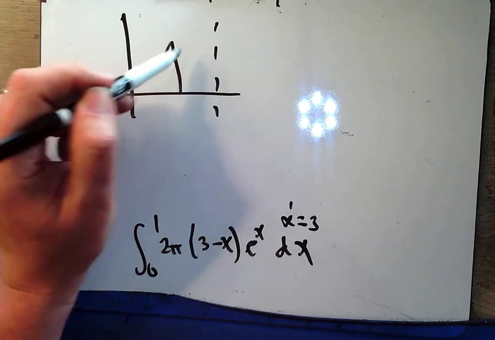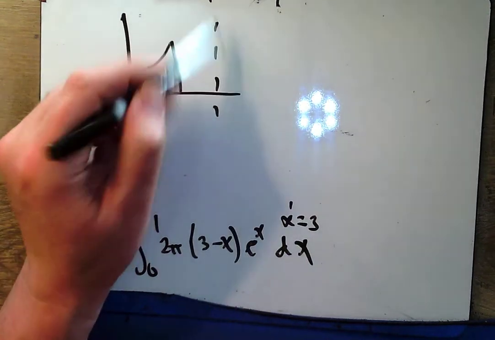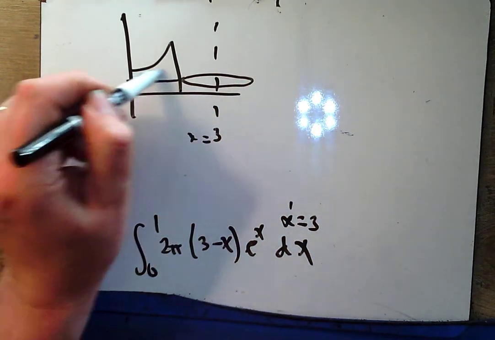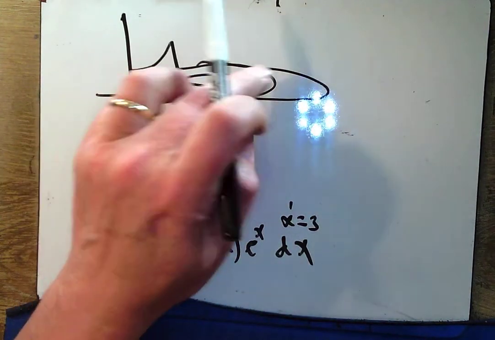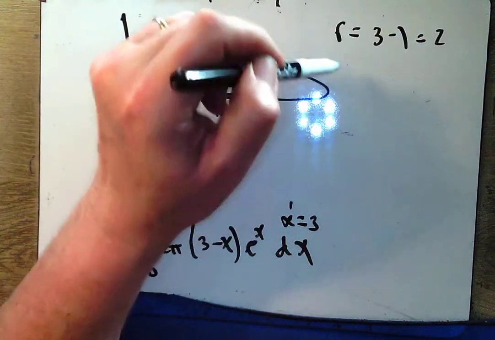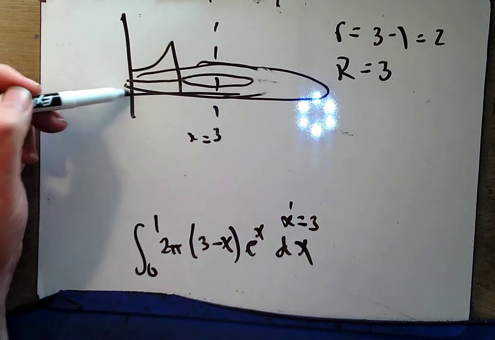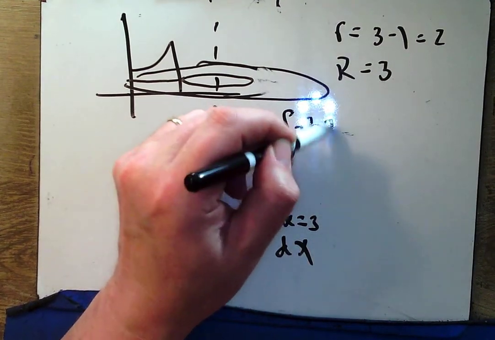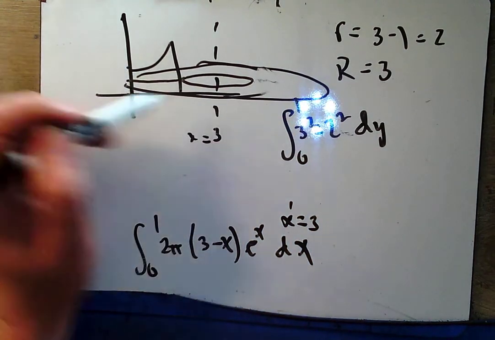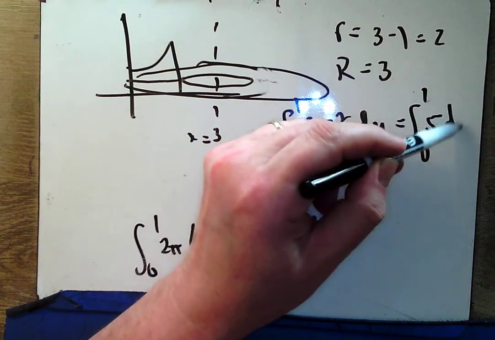All right. I'm drawing something that is perpendicular to the axis of rotation. I see a little r. I see a big R. Okay, so my little r down here is 3 minus 1, or 2. And my big R is a constant 3. So when I integrate 3 squared minus 2 squared dy from 0 to 1, that would be 9 minus 4, or I'm integrating from 0 to 1, 5 dy.